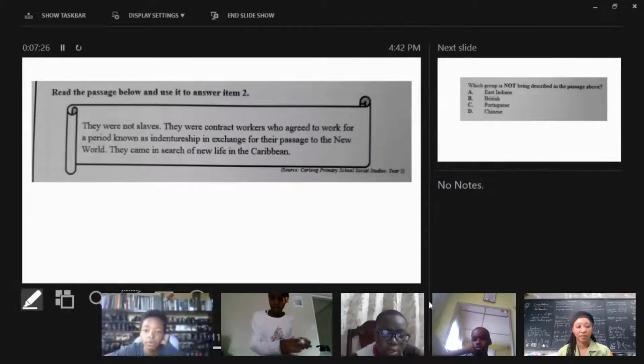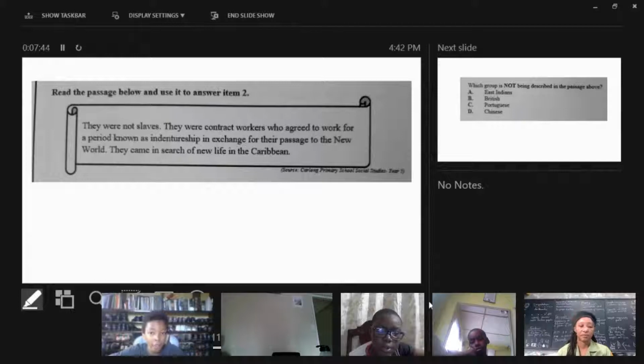Indentureship in exchange for their passage to the New World. They came in search of a new life in the Caribbean. They were not slaves. They were contract workers who agreed to work for a period known as indentureship in exchange for their passage to the New World. They came in search of a new life in the Caribbean.